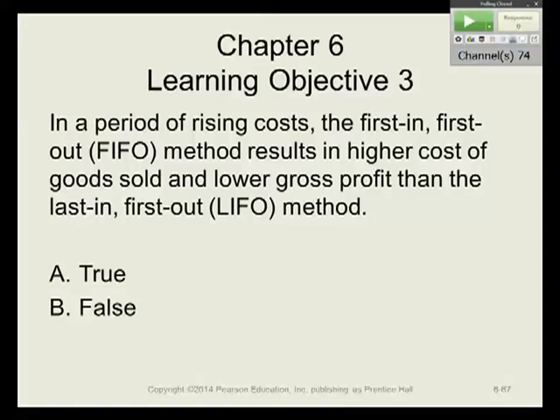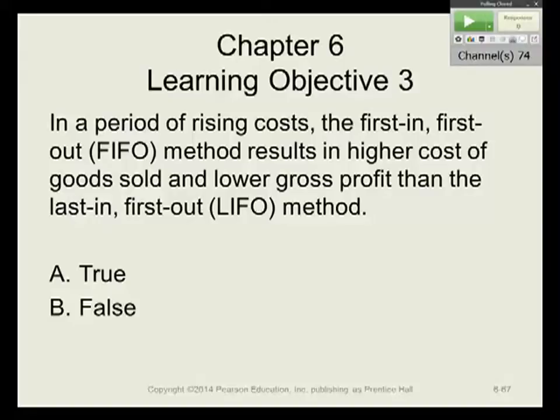Then they purchased another 100 units at $3 at the end of the period, September 30th, and their ending inventory is 140 units. When you add up all the units that they have minus what they sold, that gives you ending inventory. If you add up all the units, beginning plus purchases, that gives you goods available for sale, minus the units sold, becomes the ending inventory.